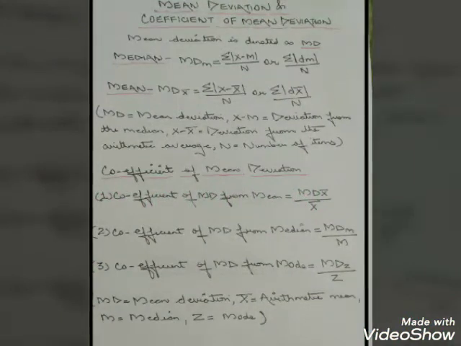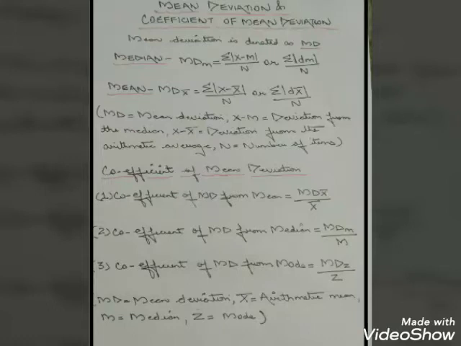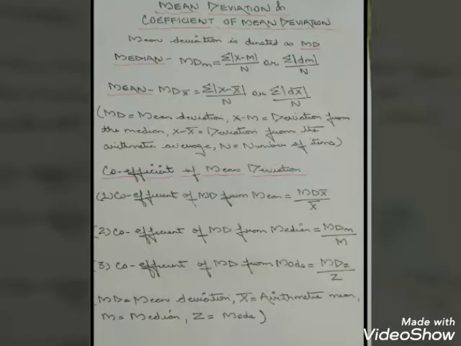Mean deviation is actually the arithmetic average of the deviations of all the values taken from some average value, that is mean, median and mode. Here you have to remember one thing, that we totally ignore the positive or the negative signs of the deviations. This mean deviation is denoted as capital M and capital D, and it can be taken from median and also from mean.